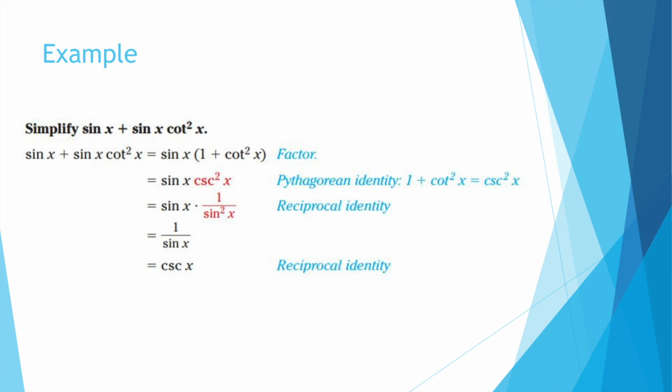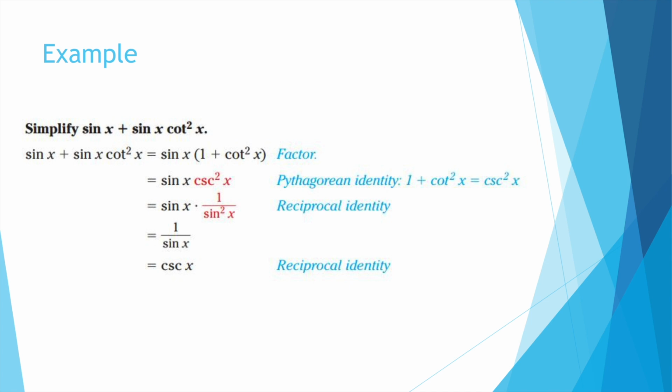Now looking at those Pythagorean identities from the previous slide, you'll see that what's in the parentheses is familiar. 1 plus cotangent squared of x is equal to cosecant squared of x. And so to simplify that, we just substitute that in because they're equal to each other. And so we just put that in.